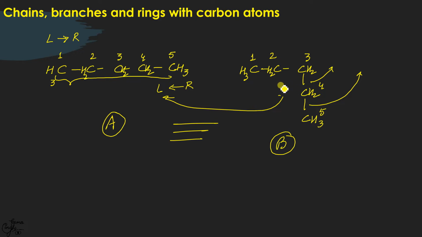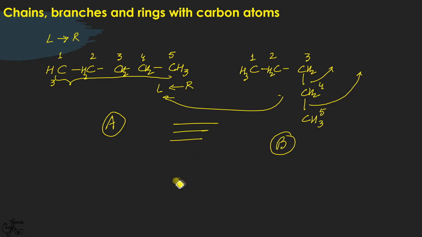You have to look for the longest possible carbon chain. There's no branch, just a continuous carbon chain. Just number them, you will not falter. 1, 2, 3, 4, 5. I have no other way. Here also 1, 2, 3, 4, 5. It's a 5 carbon chain. Straight chain we can say. You just need to pull it up and it will be straight.